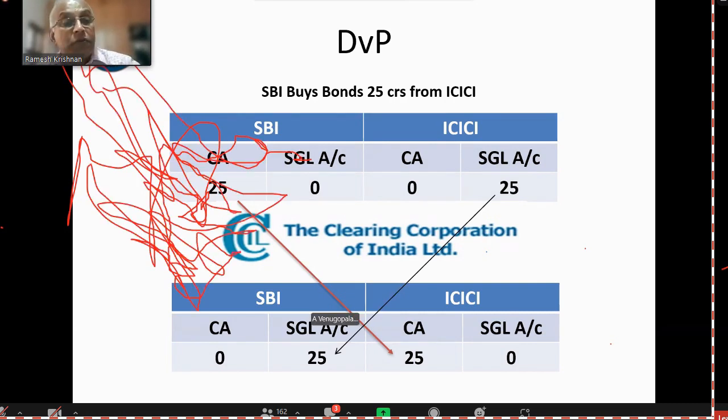DVP, delivery versus payment. Somebody is damaging my screen. Please, all red lines are coming up. Please.